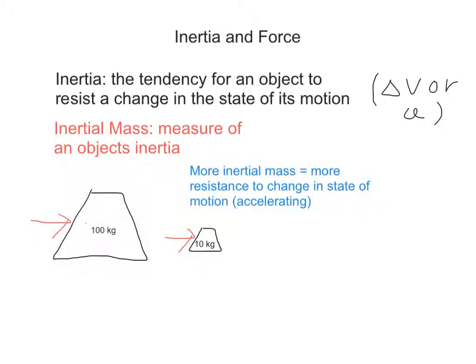So what I have here are two different masses, one that is 100 kilograms, the other is 10 kilograms. They have different inertial masses. The way we would interpret this is if we were to somehow try to influence its state of motion, since the 100 kilogram mass has 10 times the amount of inertial mass, it is 10 times more likely to resist a change in its state of motion. It's 10 times less likely to accelerate than the 10 kilogram mass is. So that's how you can compare, based on inertial mass, how an object will react to a change in its state of motion.